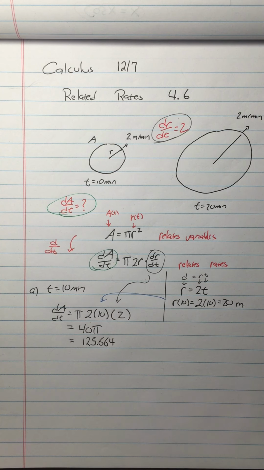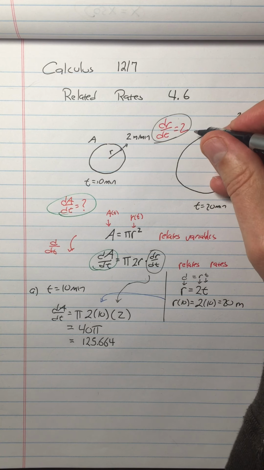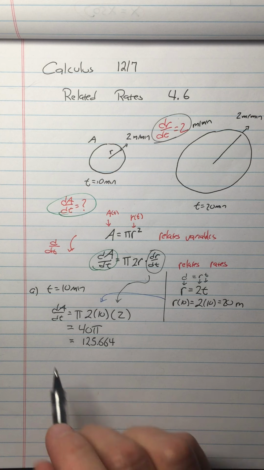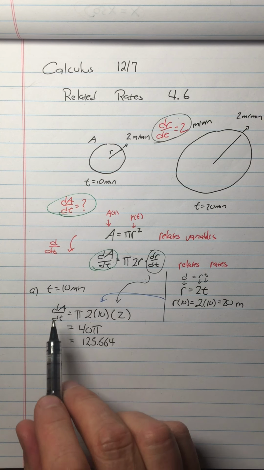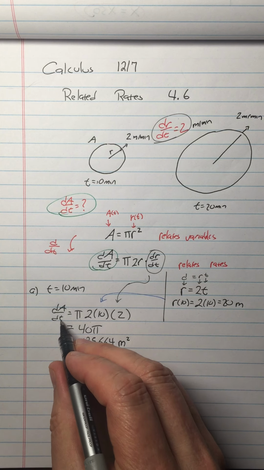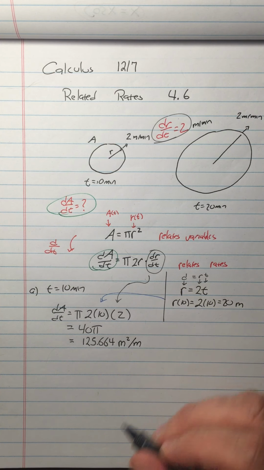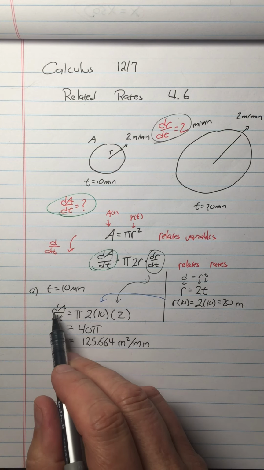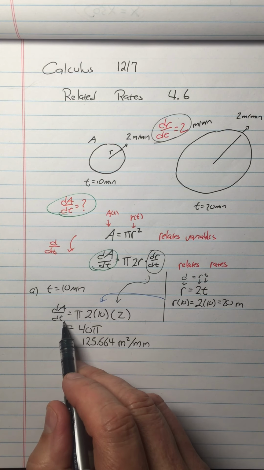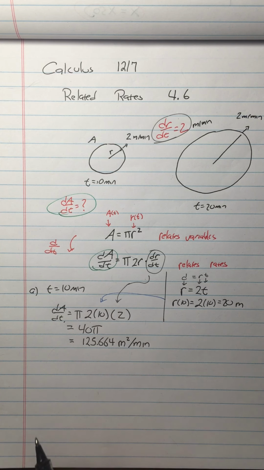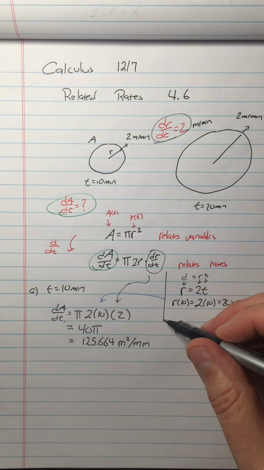125.664. What do you think the units are for this? If dr dt is really 2 meters per minute, what do you think the units are for dA dt? Well, area is measured in square meters, and time is measured in minutes, so it's square meters per minute. You can do an analysis like that. Look at the numerator and denominator of the derivative. The A is measured in meters squared, time is measured in minutes. You get your unit analysis that way.